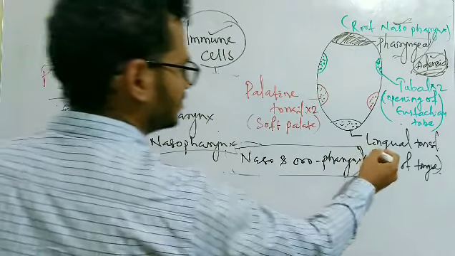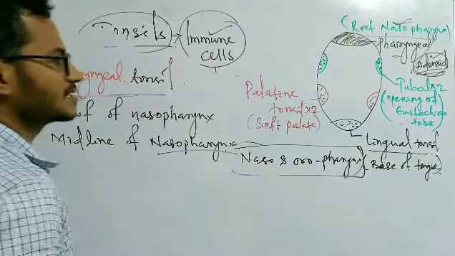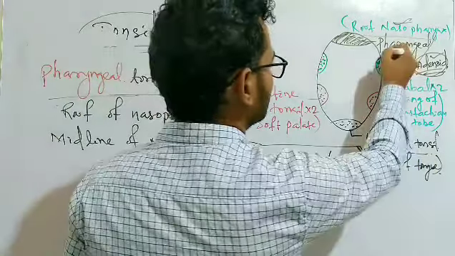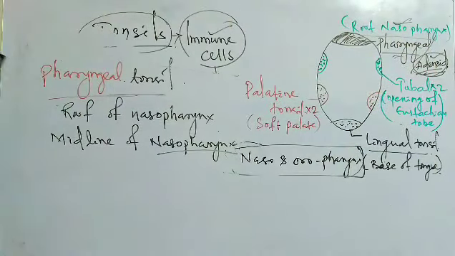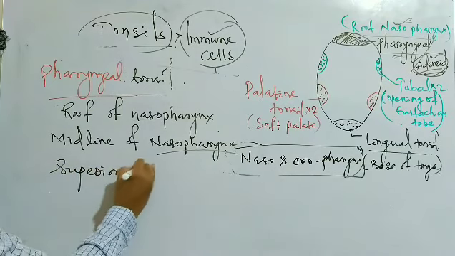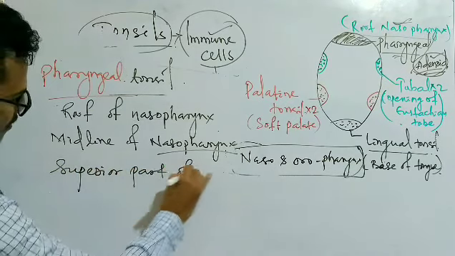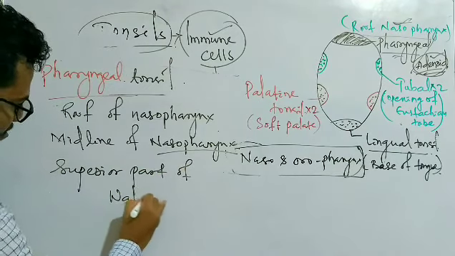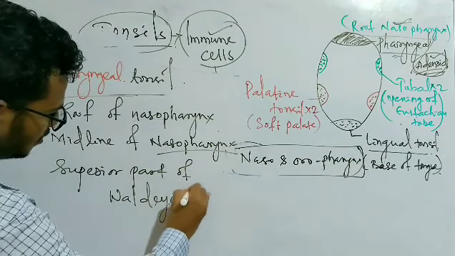It is the inferior part of the Waldeyer's ring, lingual tonsil, and pharyngeal tonsil forms the superior part of Waldeyer's ring.